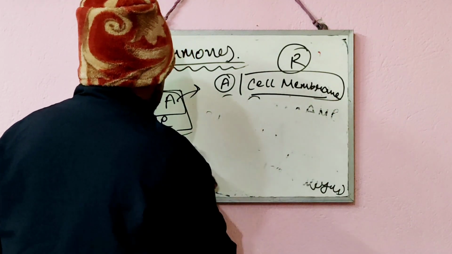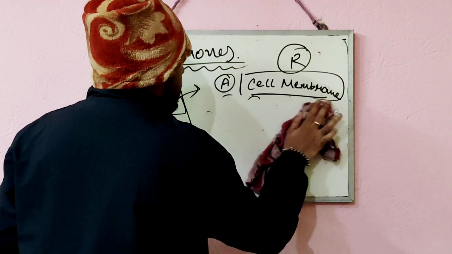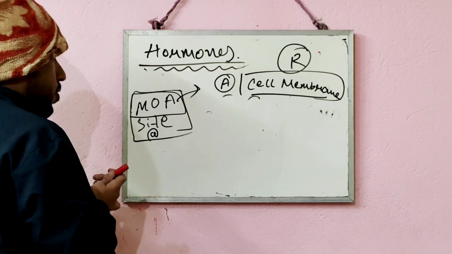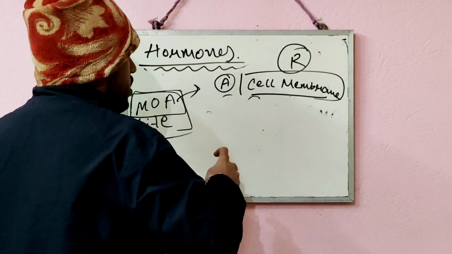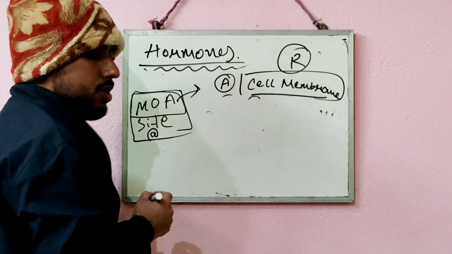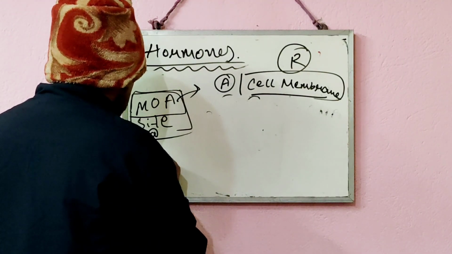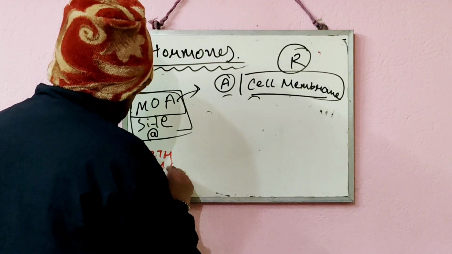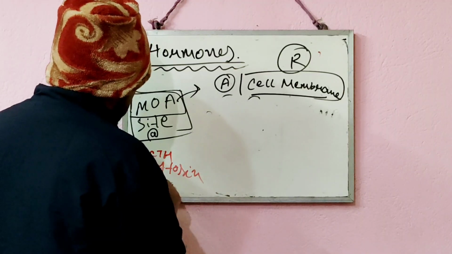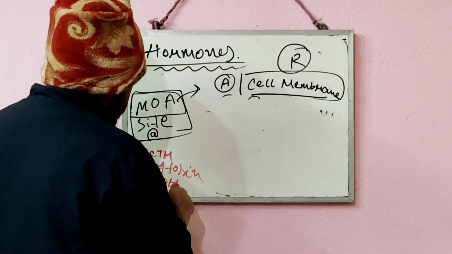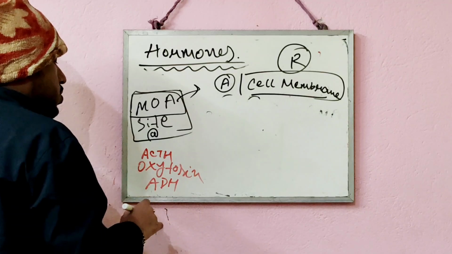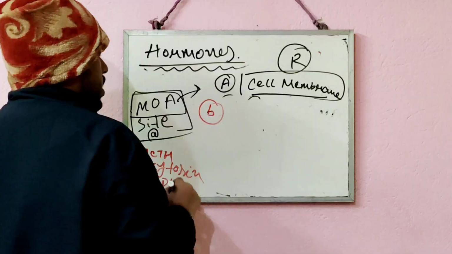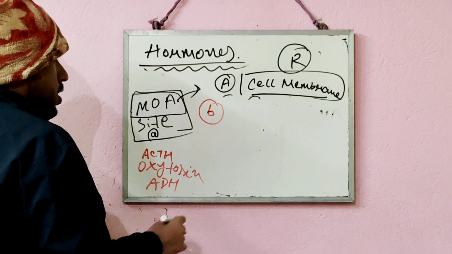Now the second type of mechanism of action that is generally shown in cell membranes by different hormones. The hormones are ACTH, and the second one is oxytocin, and also the antidiuretic hormone or ADH. So these are the hormones that show their action by the B type of mechanism of action in the cell membrane.